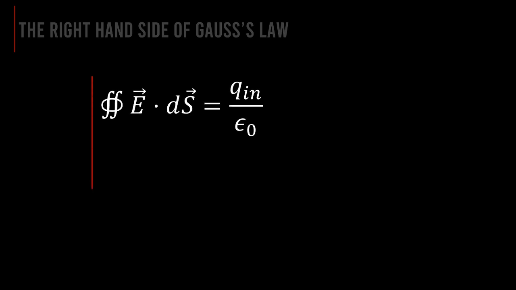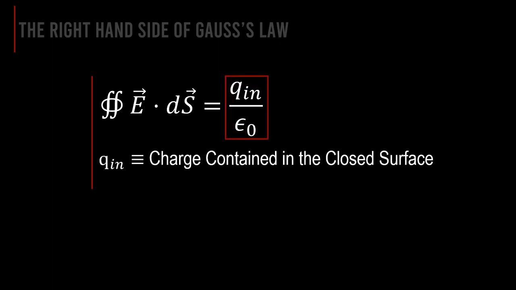So to remind you of Gauss's law, and specifically the right-hand side of Gauss's law says the integral over the closed surface of E dot dS is going to be equal to Q_in divided by epsilon naught. And really what we're going to be doing is focusing on this Q_in, which is the charge that is contained within the closed surface, and more specifically, the total charge that is contained within the closed surface that we're forming on the left-hand side of Gauss's law. So let's look at conductors.